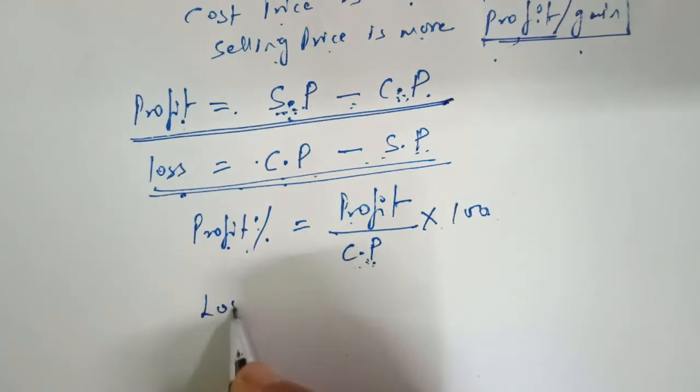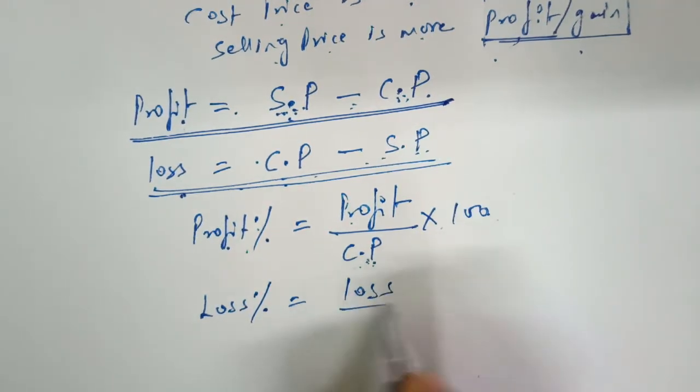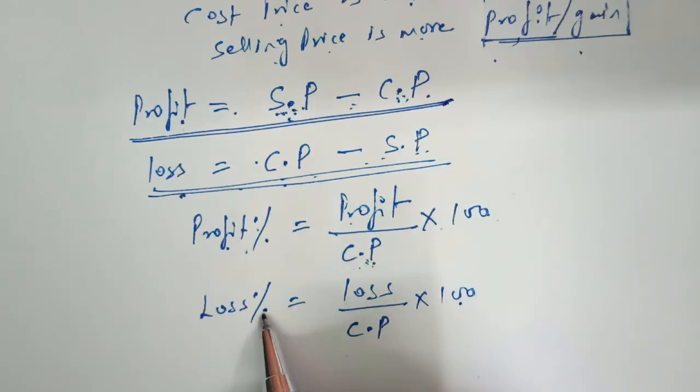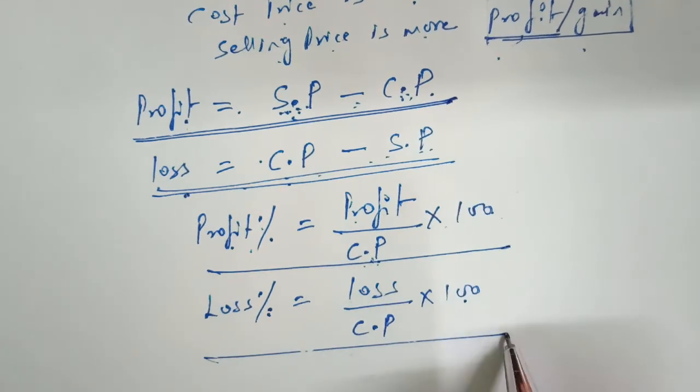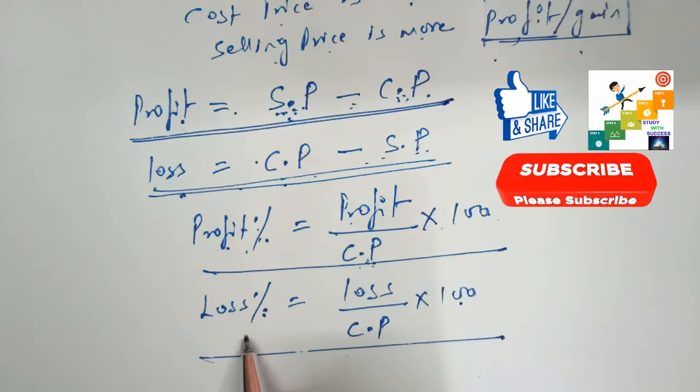And if we have to find loss percent, then the formula will be loss upon CP into 100. Why are we multiplying by 100? Because we have to find the percentage. So again these two formulas will be used if you have to find profit percent or loss percent.